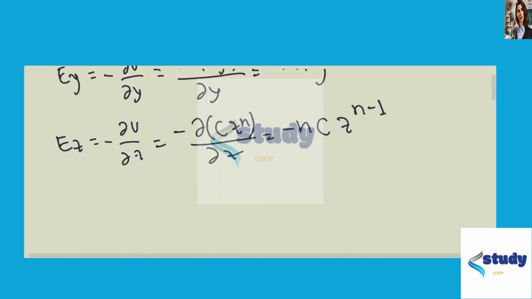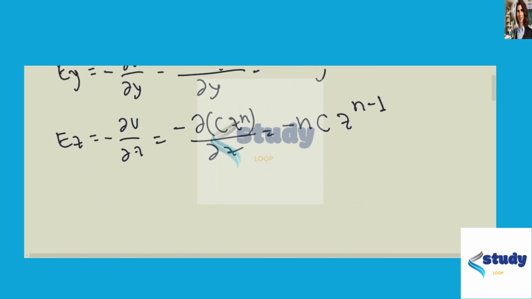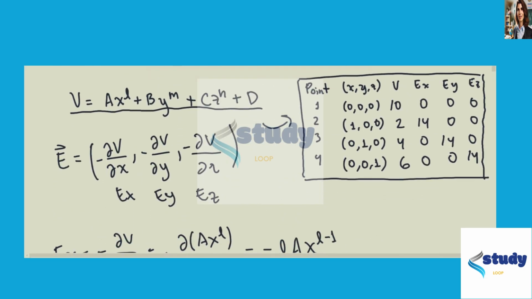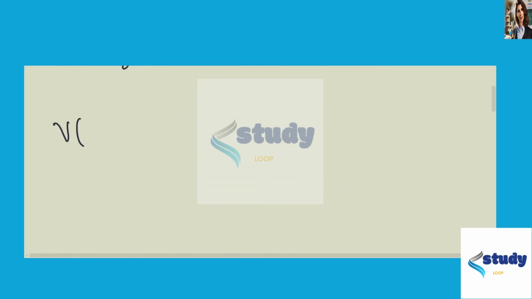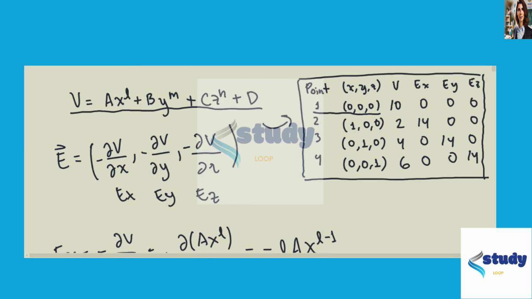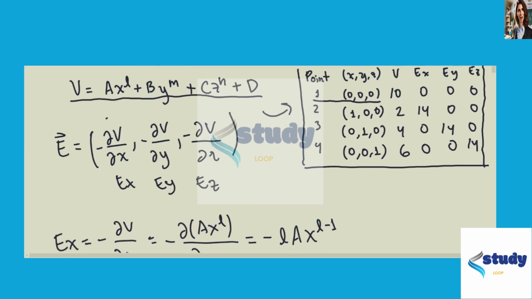So with this set, we can start by obtaining the values of the constants A, B, C, and D. To find that, we first use the electric potential. We evaluate the electric potential at the first point, which is 0, 0, 0. As you can see, looking here, all these terms are 0.